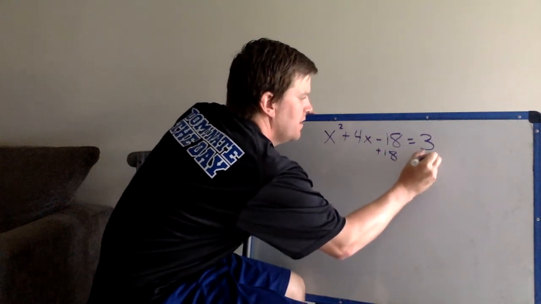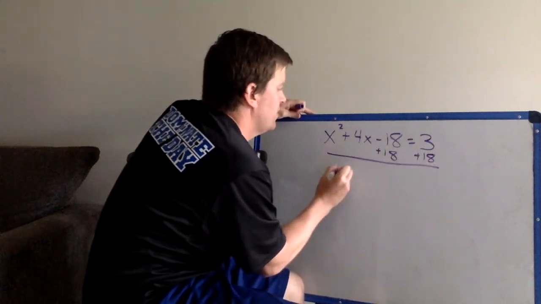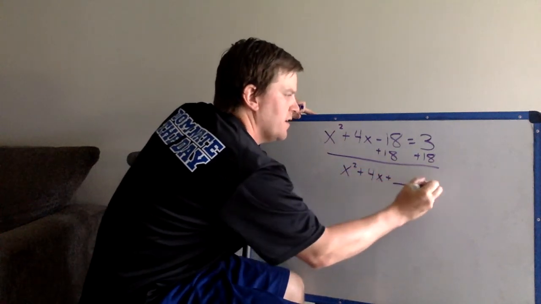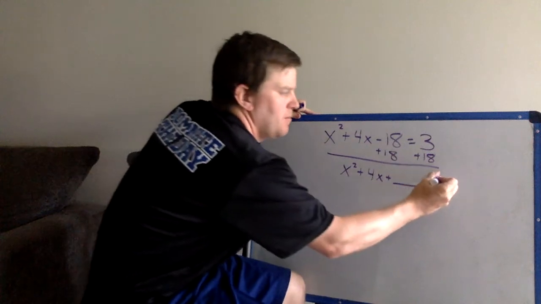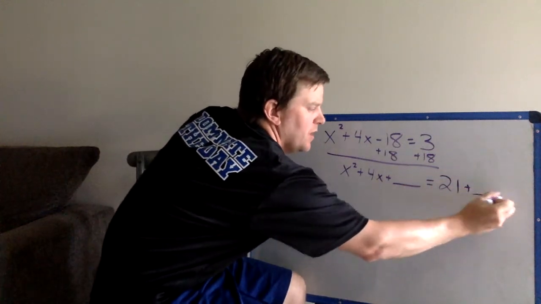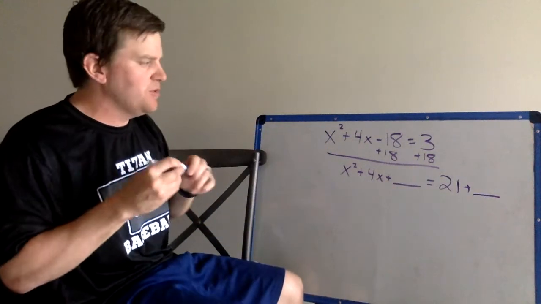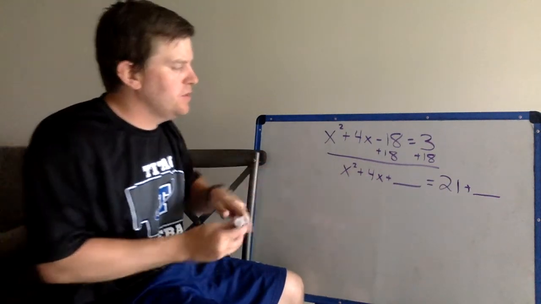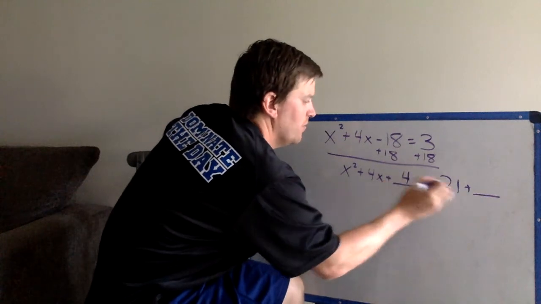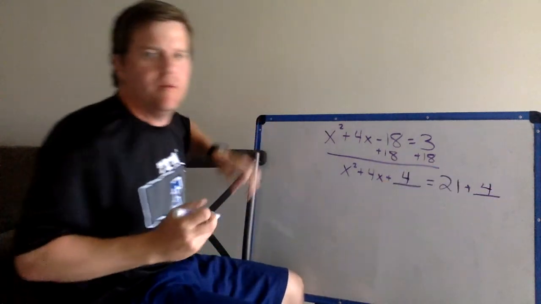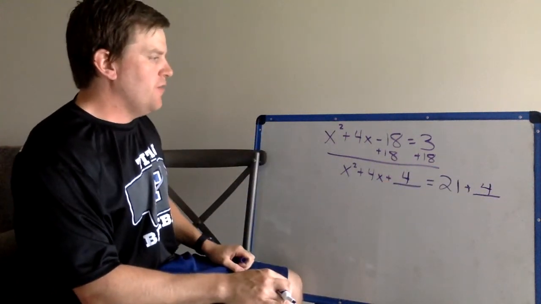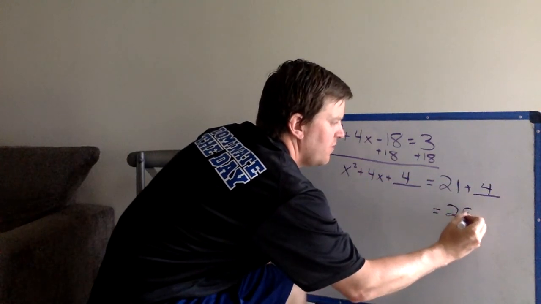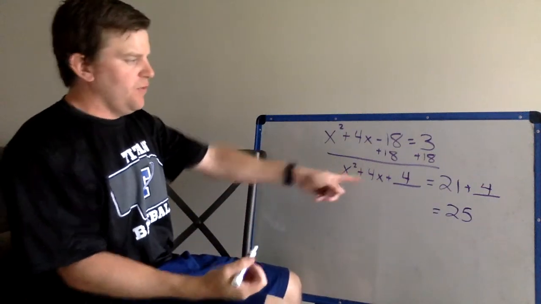Let's add 18. So we have x squared plus 4x. This is where our blanks come in, plus blank equals, add those up, 21 plus blank. Don't forget your blanks. We got to add that number to both sides. Half of the middle number, half of 4 is 2. 2 squared is 4. If we add 4 over there, we have to add 4 over here. Now, if we look at the right side, 21 plus 4, let's take care of that right away. That's 25.